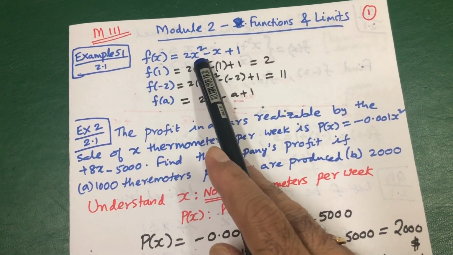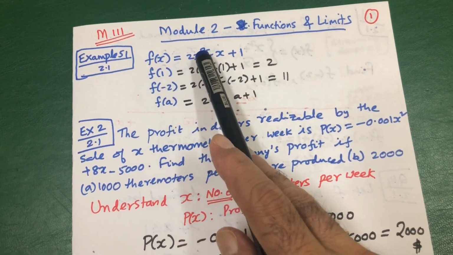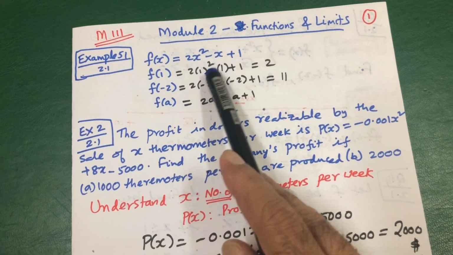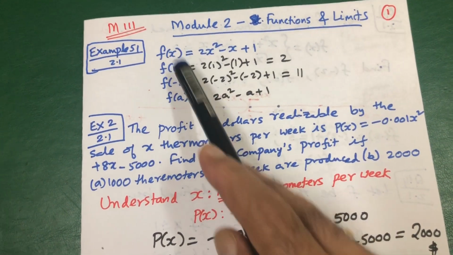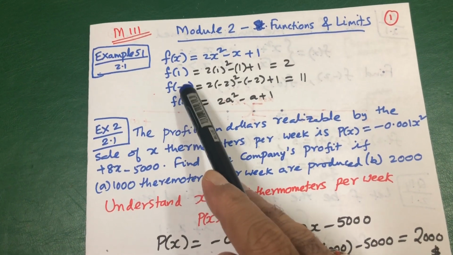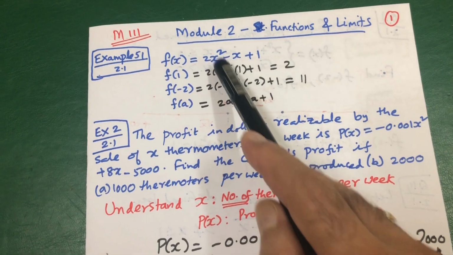f(x) is a function 2x square minus x minus 1. f(1) means replace x with 1. Replace x with 1: 2(1) square minus 1 minus 1, which is equal to 0. Use a calculator. f(-2), that is f at the point -2, that is replace x with -2. Same, x replaced with -2.